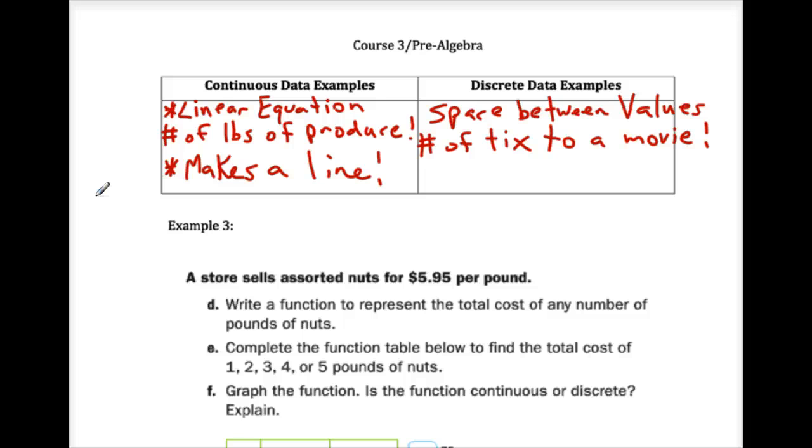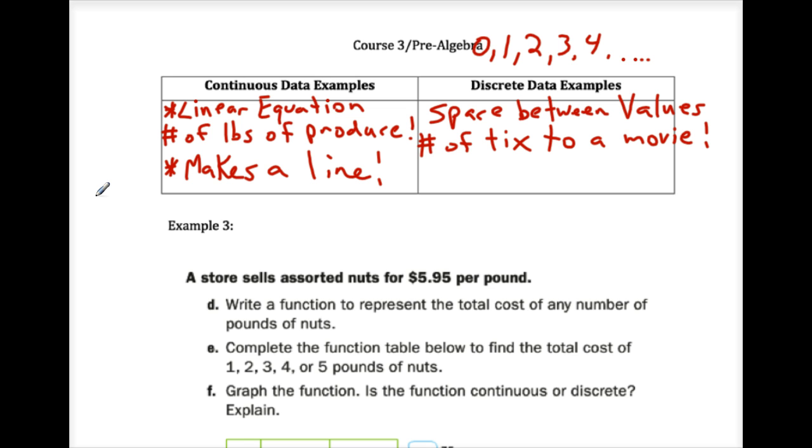So, Daisy, the number of tickets are just 0, 1, 2, 3, 4. There's going to be space. You would not draw a line through that data. Okay? Number of tickets to a movie.